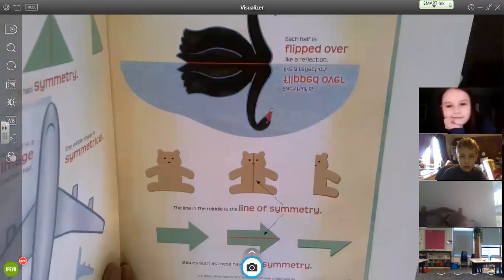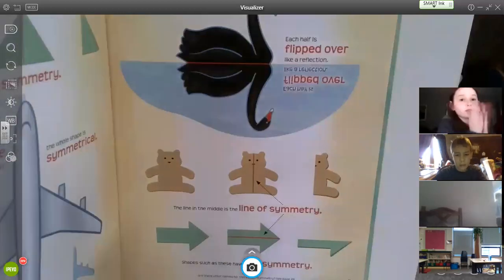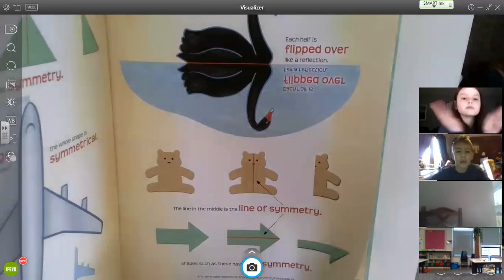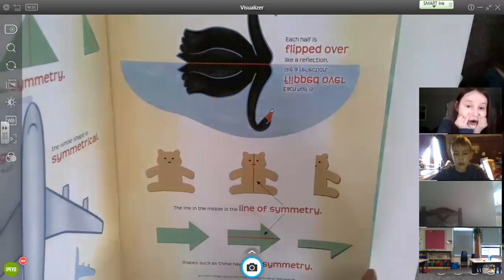Shapes such as these have lines of symmetry. So you could fold this arrow actually horizontally, couldn't you? And it would match up. This one you could not do vertically. The arrow, it wouldn't work.